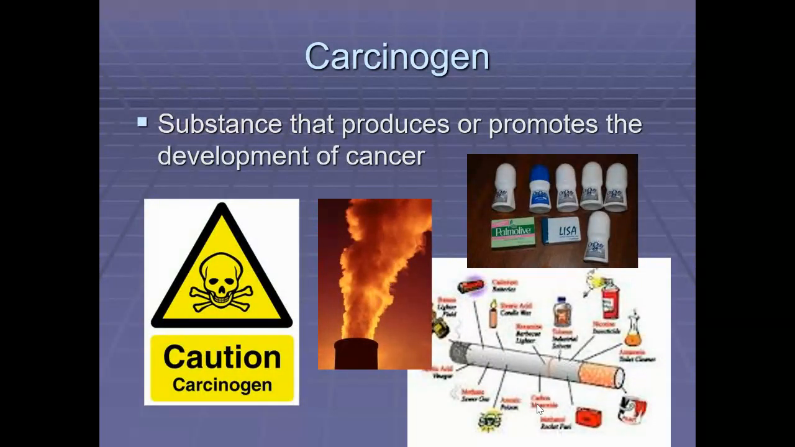Sorry, this is the last slide. Just know that a carcinogen is something like pollution or cigarettes or things in deodorants that can produce or promote the development of cancer.